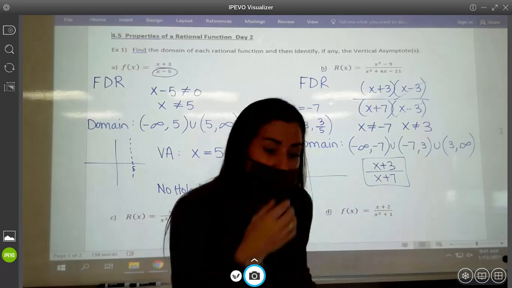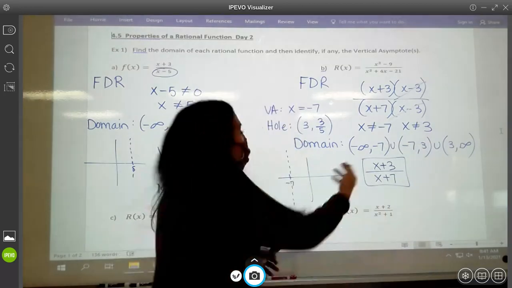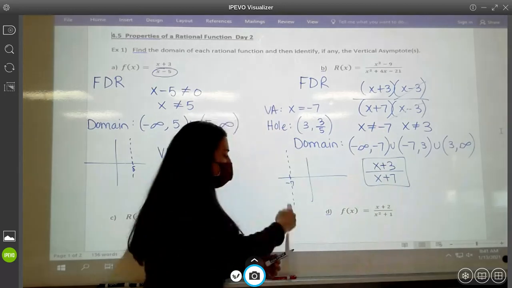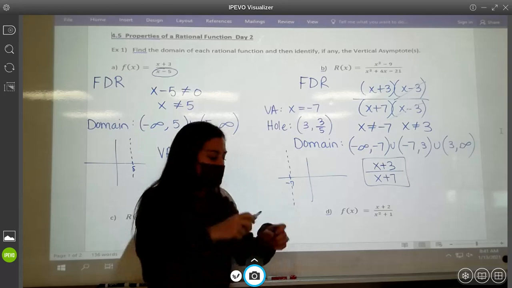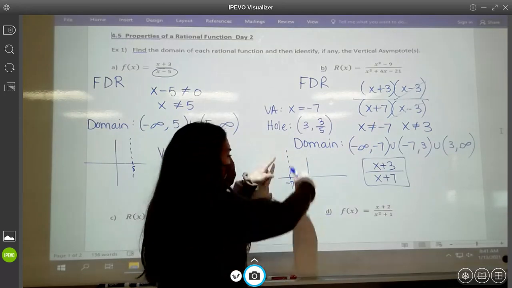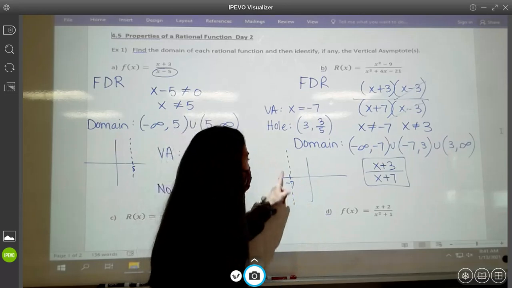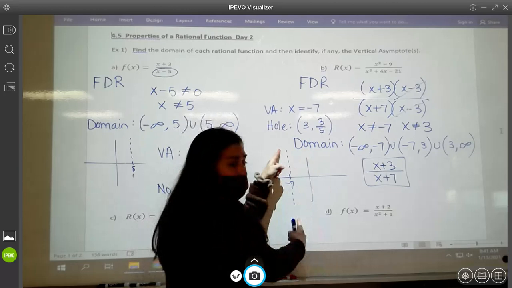Then -7 would have been bad 2 times, right? So he would have had a multiplicity of 2. Well, since he was only bad once, that means he has odd multiplicity. And again, what that is telling you is any VA that had odd multiplicity, it means the curves on either side, one curve has to shoot off to positive infinity, the other curve has to shoot off to negative infinity.